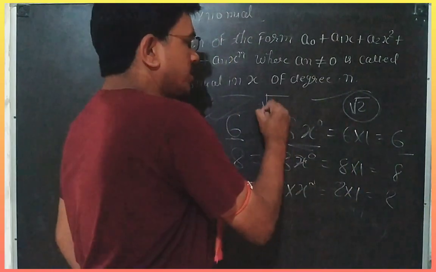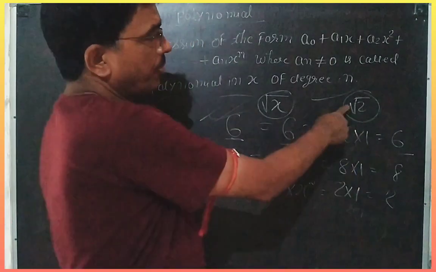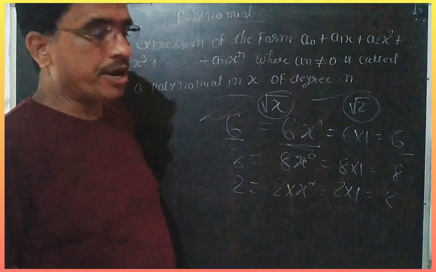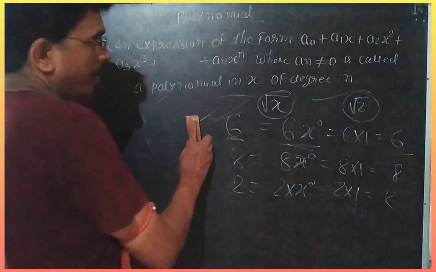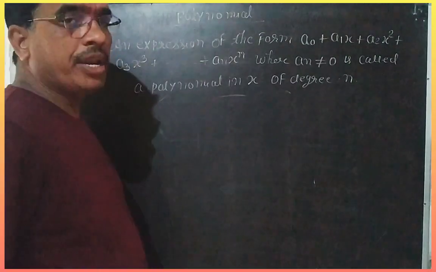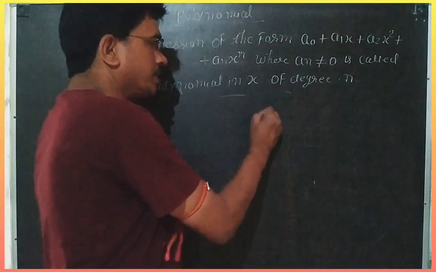But root x is not a polynomial. When you write only root 2, then it is a polynomial. Its degree is 0 and it is called a constant polynomial. Now, what is the zero polynomial? Dear students, there is only one example in your whole syllabus of the zero polynomial, that is 0.